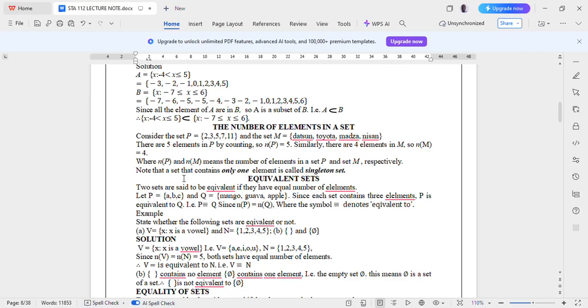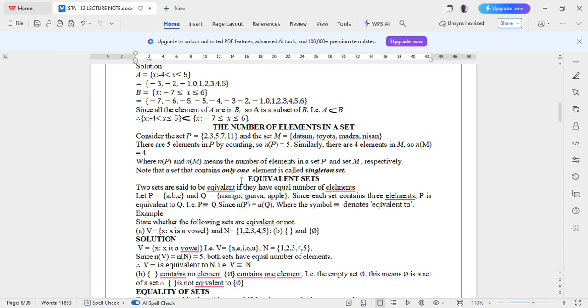Note that a set that contains only one element is called a singleton set. We have talked about the empty set, the one that has no elements, but any set that has one element is called a singleton set.